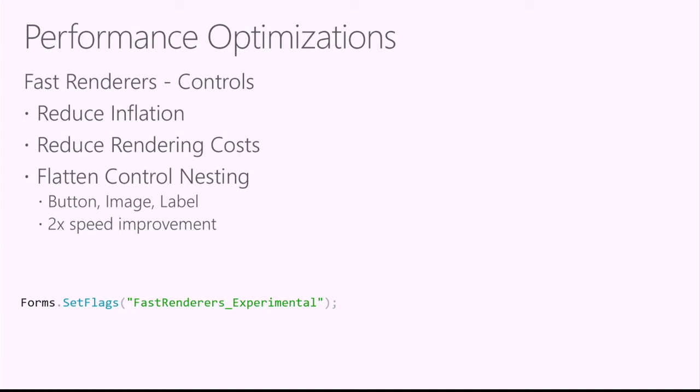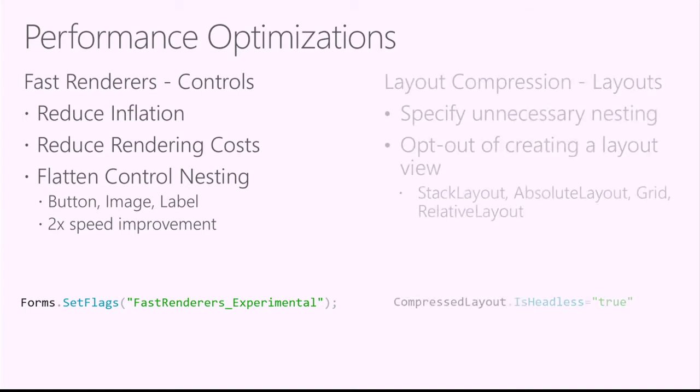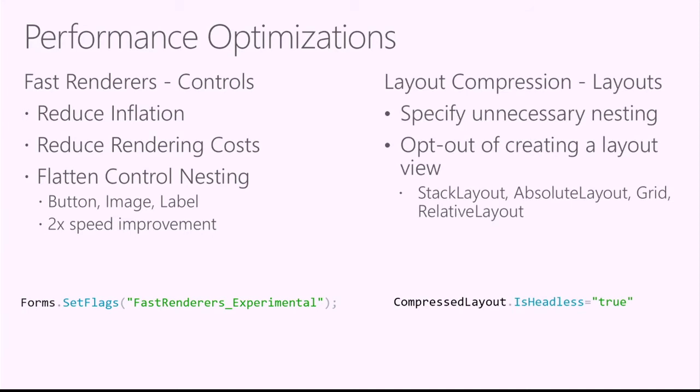The next thing that we've introduced, which is brand new, again in 2.5, is layout compression. So one is for your views, your controls, and one is for your layouts. Layout compression enables you to specify unnecessary nesting of your hierarchy. So on stack layouts, absolute layouts, grids, or relative layouts, you can say, hey, Xamarin Forms, automatically enable layout compression and remove, if you can, this layout from the hierarchy.